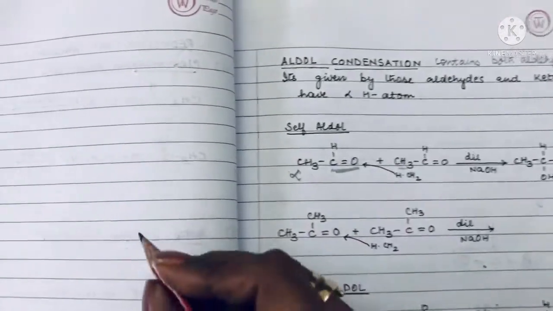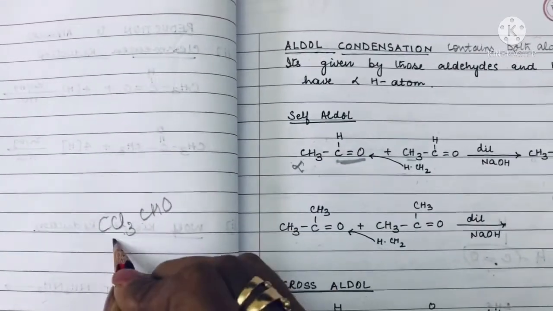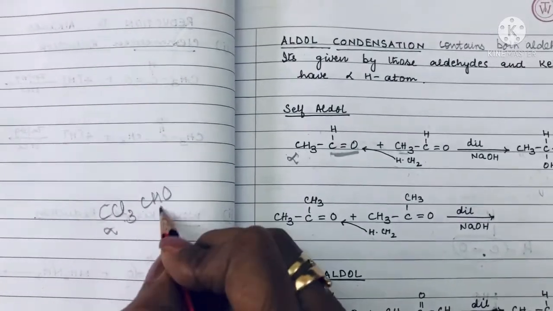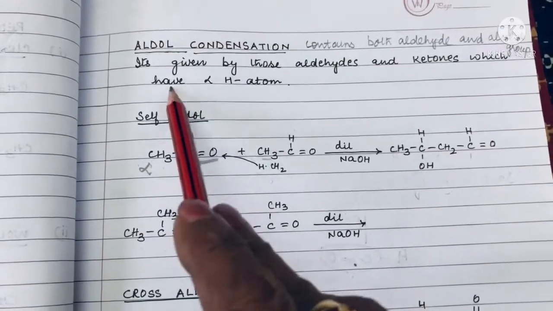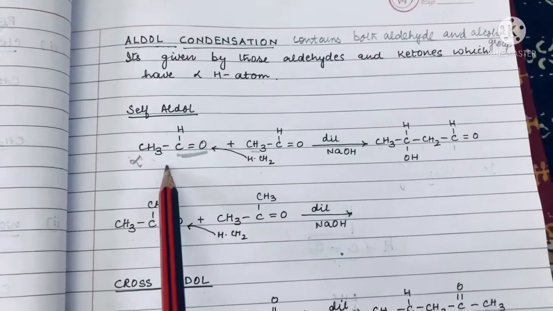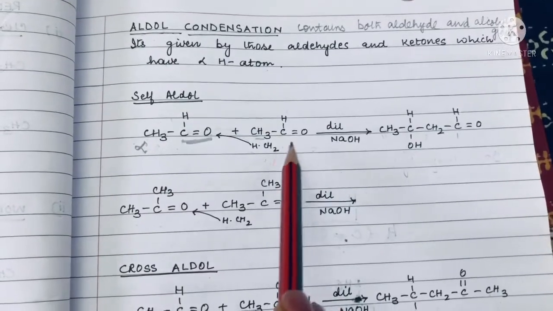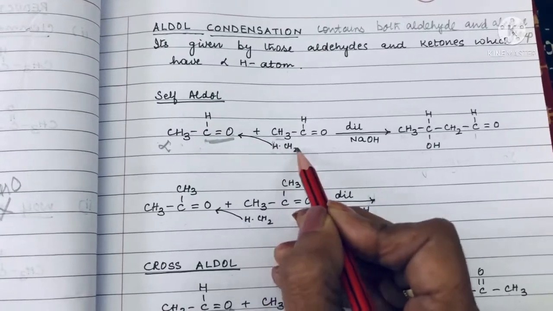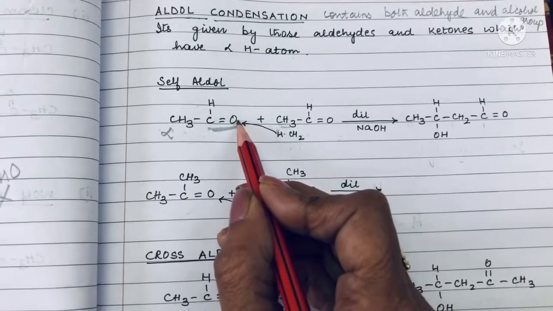Supposing the compound that we are using is CCl3CHO, then this is the alpha carbon atom but does not contain any hydrogens. So such a compound will not give aldol condensation. So the important thing is that it must contain alpha hydrogen atom. Now two molecules condense together. I have taken self aldol, means both the molecules are the same, and just consider this one as H CH2. CH3 I have split into H and CH2 and shift this hydrogen atom here.